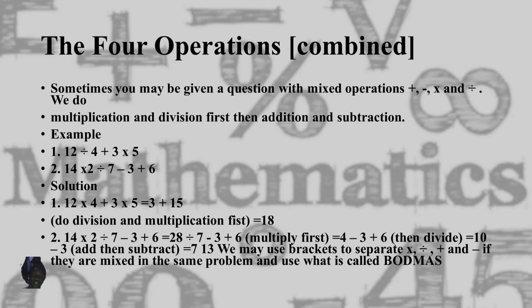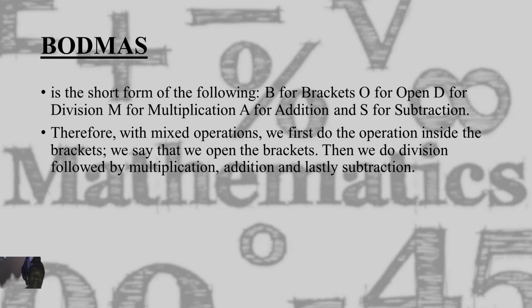The four operations combined. There is a principle called BODMAS you'll be using here. Sometimes you may be given a question with mixed operations, that is addition, subtraction, multiplication, division. Multiplication and division come first, then addition and subtraction. This BODMAS is an acronym: B for brackets, O for of, D for division, M for multiplication, A for addition, S for subtraction. So what comes first is the brackets, then of, division, multiplication, addition, subtraction.